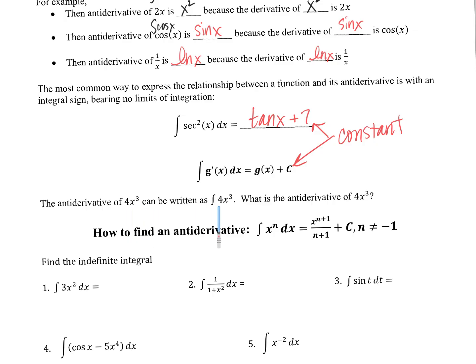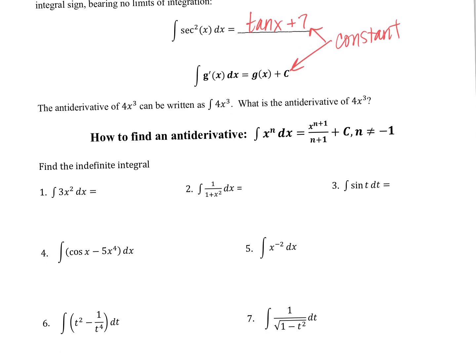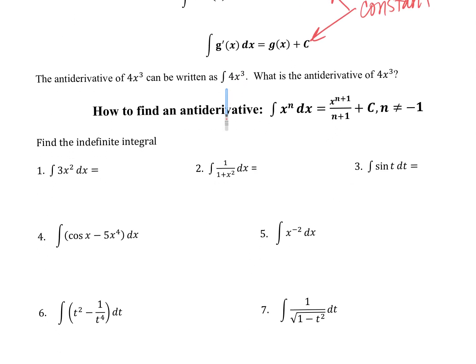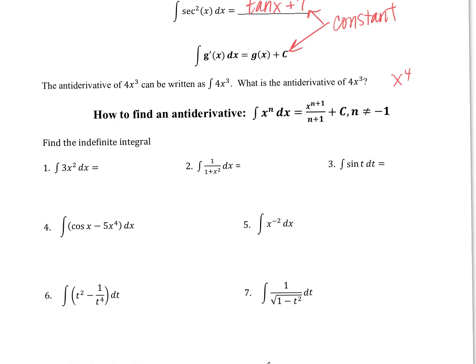Antiderivative of 4x cubed could be written as the integral of 4x cubed. Anyone have any ideas what that would be? Whose derivative is 4x cubed? X to the 4th. Okay, let's think about this. If she said it's x to the 4th, is this derivative 4x cubed? Yeah, but what did she forget? Plus some c, because isn't the derivative of x to the 4th 4x cubed, and the derivative of a constant is 0? So we have to remember this plus c. Are we going to forget it?